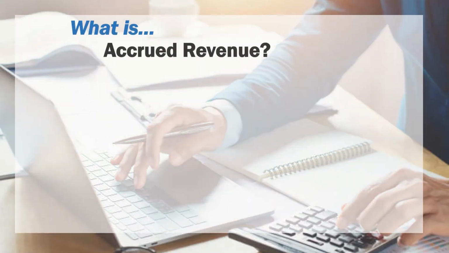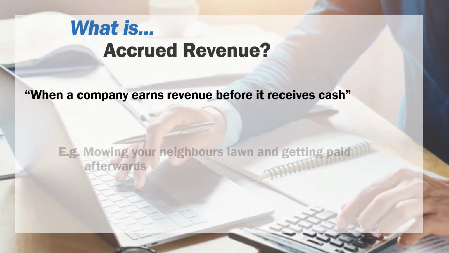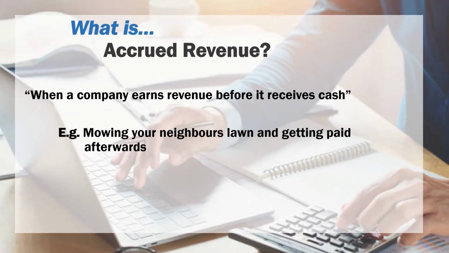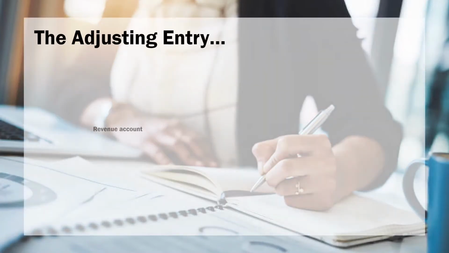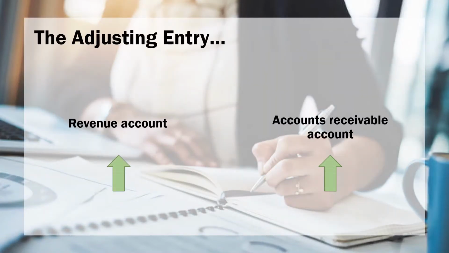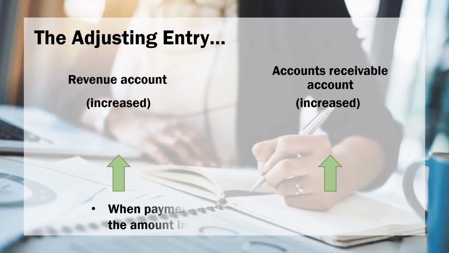Accrued revenue refers to when a company earns revenue before it receives cash. For example, the service is provided and payment is made afterwards. The adjusting entry results in both the revenue account and accounts receivable accounts to increase by the amount earned.